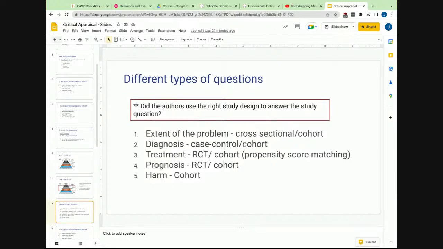Depending on the type of question, let's say you're asking about the extent of the problem, then you would probably use a cross-sectional or cohort study. If you want to ask how you diagnose the condition, then case control or cohort will be good. If you're asking about treatment, yes, finally, a randomized control trial will be the best, or sometimes a cohort study if it's not ethical to do a randomized control trial. Prognosis, again, RCT or cohort study. If you're testing for harm, you do a cohort study.